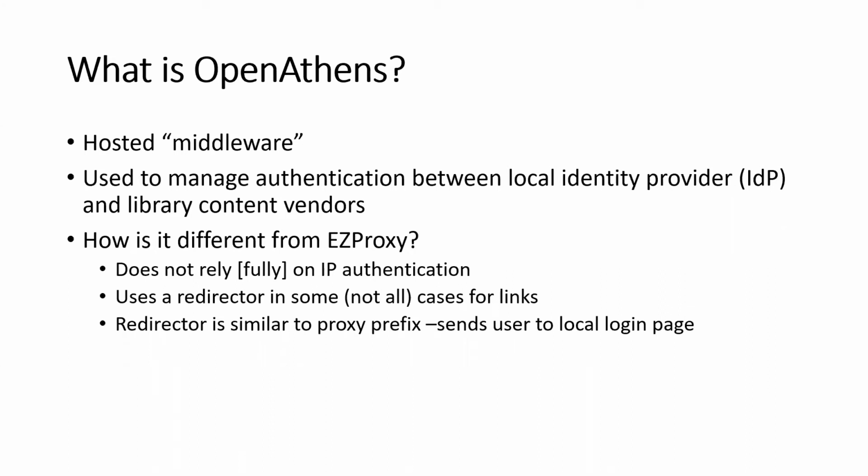Not to get too technical here, but if you're familiar with how EasyProxy works, if you want to access an authenticated resource from offsite, you have to prepend it with a proxy prefix. In the case of OpenAthens, you have to prepend it with an OpenAthens prefix, which we call Athenizing the link. And it redirects very similarly to the way a proxy prefix does, and it just sends you to the local login page.